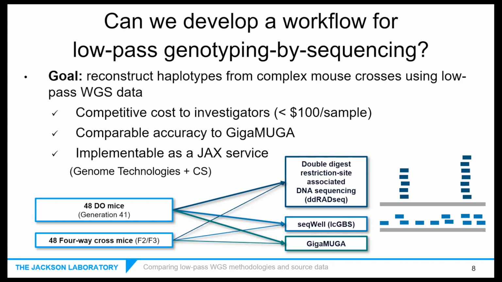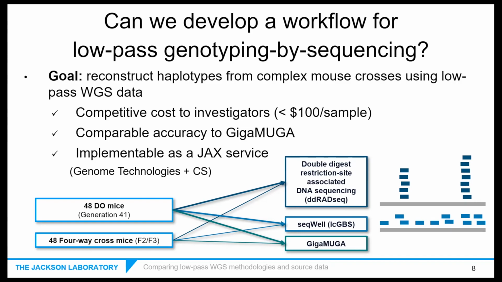We have a couple different pilot data sets for this. The set I'm going to talk about primarily today is a set of 48 DO mice from generation 41. And we pursued 3 different genotyping methods. 2 of them are sequencing based. We did a ddRAD-seq approach and a Seqwell library prep kit, which uses a Tn5 transposase to randomly insert throughout the genome, producing a sprinkling of reads effect rather than a stacking of reads. And we also genotyped these mice on the GigaMUGA. And all of this was done with the help of Genome Technologies. And these samples were actually cell lines from Laura Reinhold.